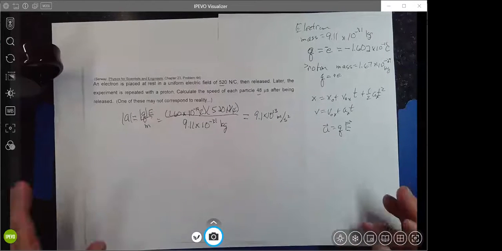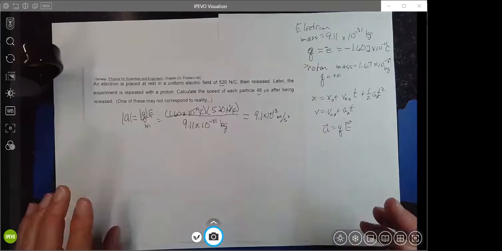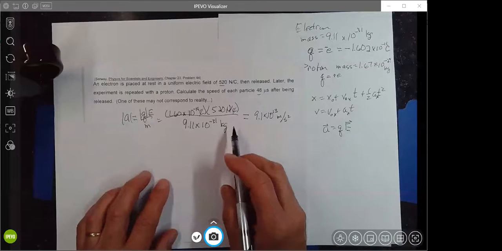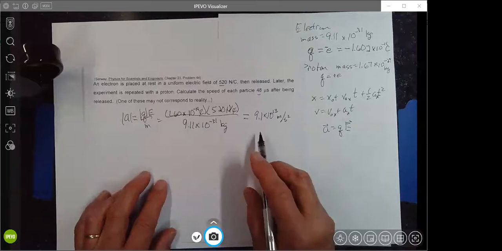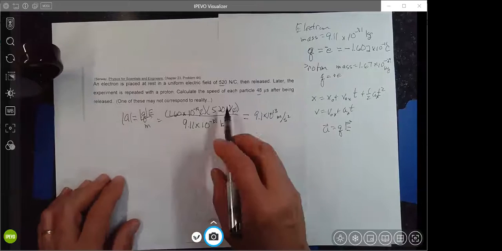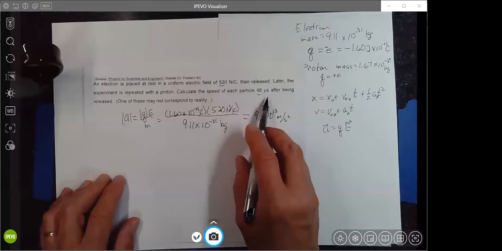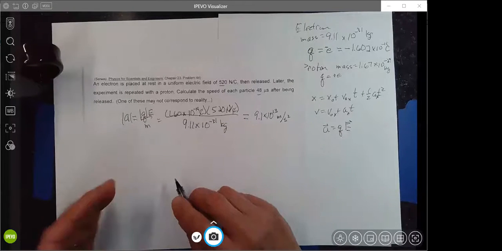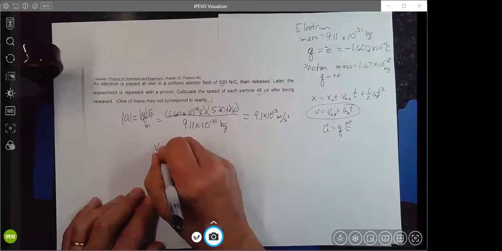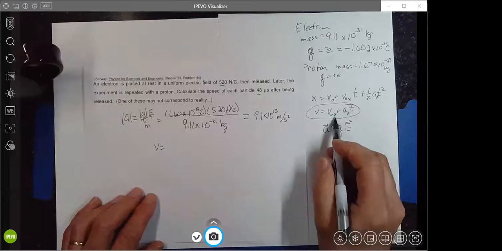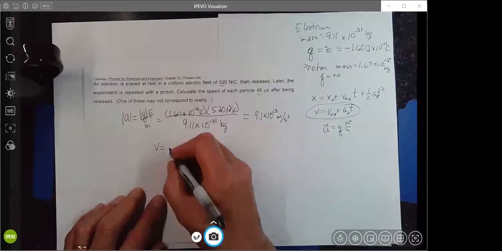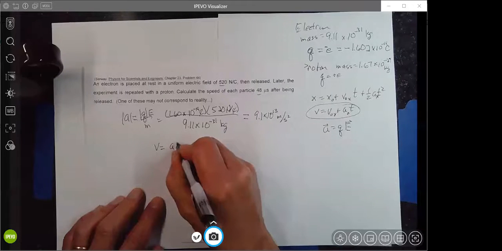I did some math that's beyond the scope of the course so far. We'll be doing that the week after next. But anyway, it wouldn't be too hard to do. All right, that's a big acceleration. How fast will it be going 48 microseconds after being released? Well, how fast? We'll use our V equation. V is going to equal V naught x plus AT, but V naught is 0 because it starts from rest. So it's just going to be AT.